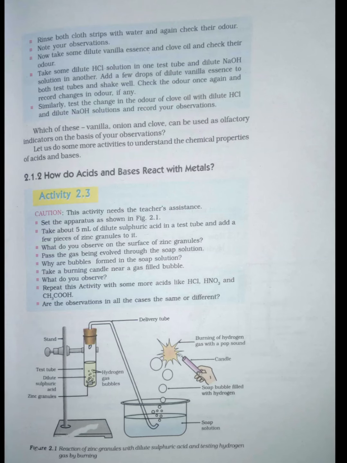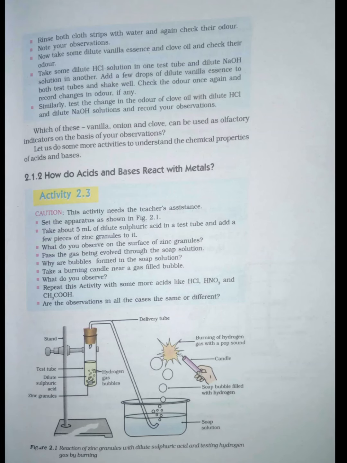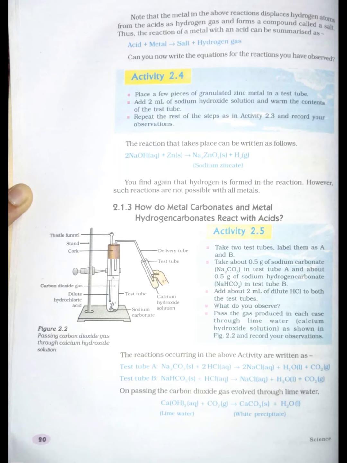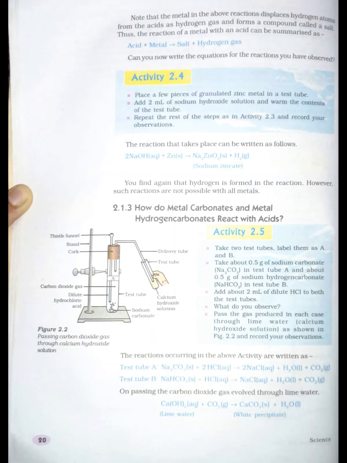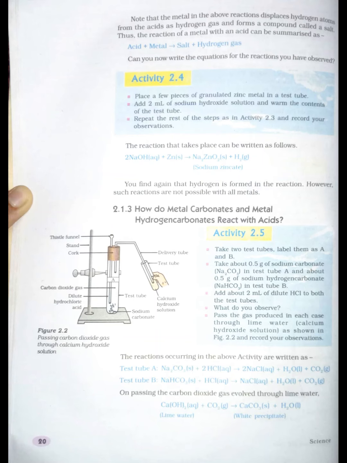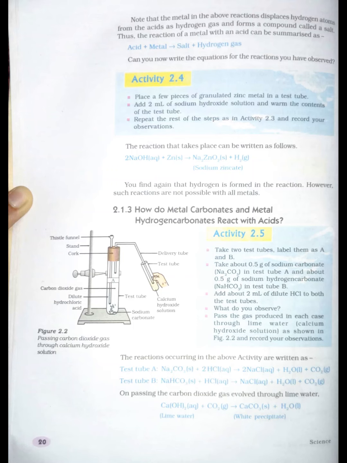In Figure 2.1, it is shown that the reaction of zinc granules with dilute sulfuric acid and testing hydrogen gas by burning. Page number 20. Note that the metal in the above reactions displaces hydrogen atoms from the acids as hydrogen gas and forms a compound called a salt. Thus, the reaction of a metal with an acid can be summarized as: acid plus metal is equal to salt plus hydrogen gas.